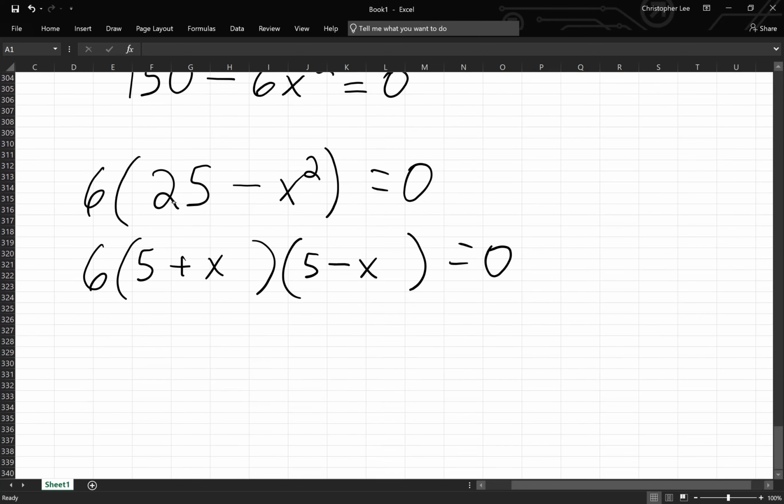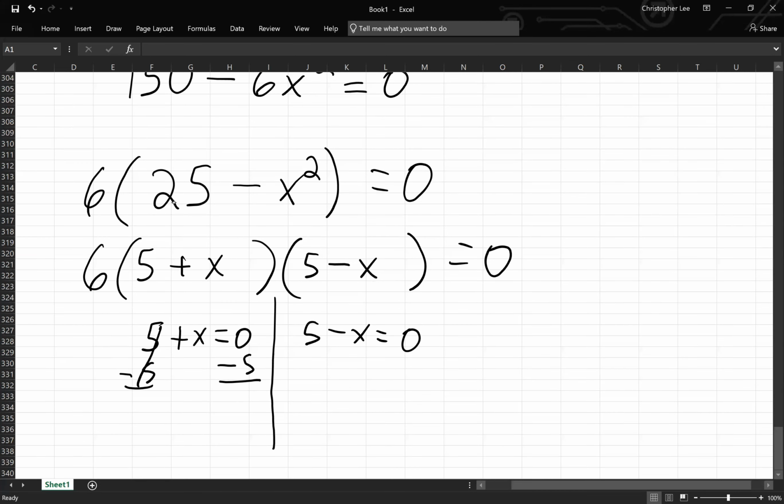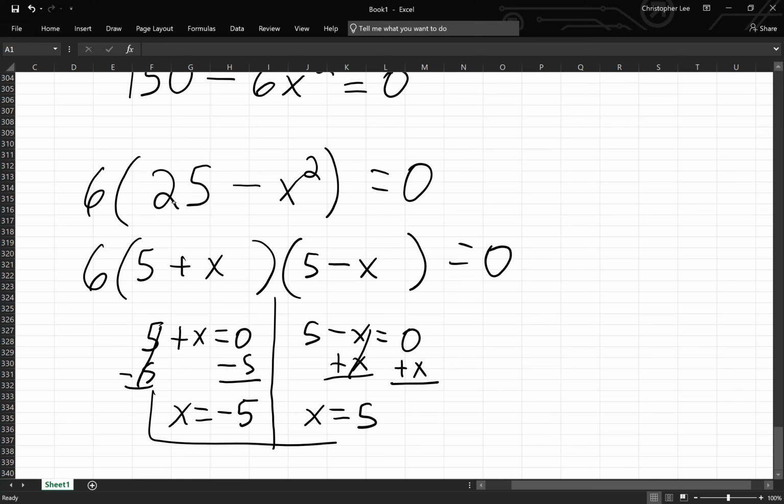Difference of two perfect squares, just like that. Individually, set both of them equal to 0. 5 plus X is equal to 0. 5 minus X is equal to 0, right? Just solve for X. Over here, I'm gonna subtract 5. What I do to one side, I do to the other. So now I have x is equal to -5. Over here, I'm gonna add x to the other side. What I do to one side, I gotta do to the other. So I have x is equal to 5 over here. And then that's it.